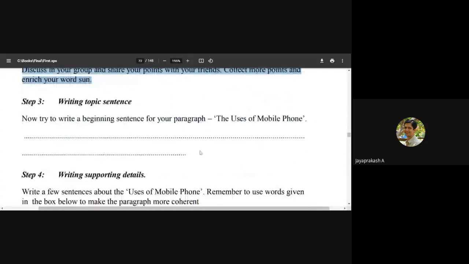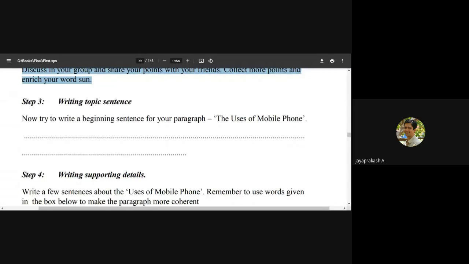And you begin your paragraph with that topic sentence. After that, the next rays of the sun, the other rays of the sun, according to the order, we have numbered the rays. According to the numbers in the rays, you have to write them as full sentences. Those will be the step 4 supporting details.